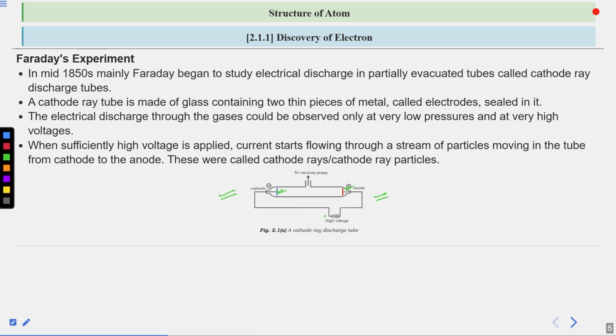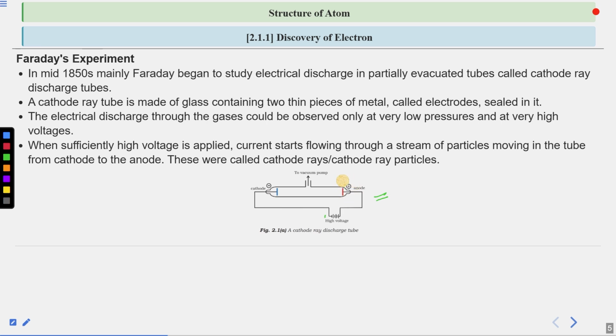The particle or the thing which is behind this flow of current, we will see what it is. But till this point, we are considering that if we supply a very high voltage across a vacuum tube, which contains only air at low pressure, then we are able to see the current.